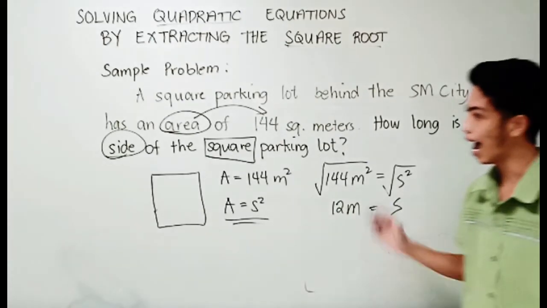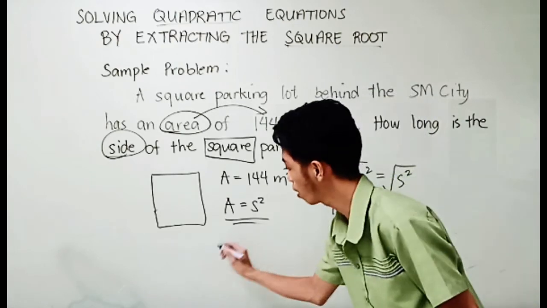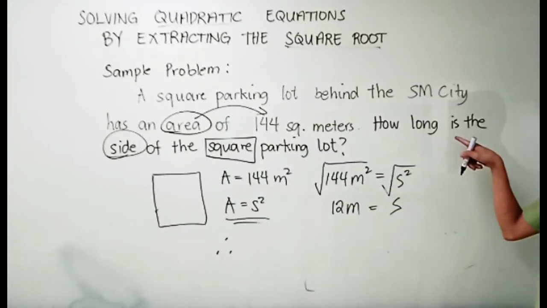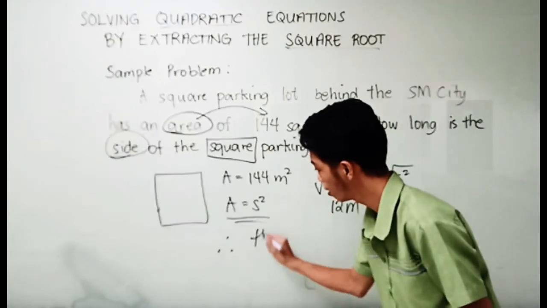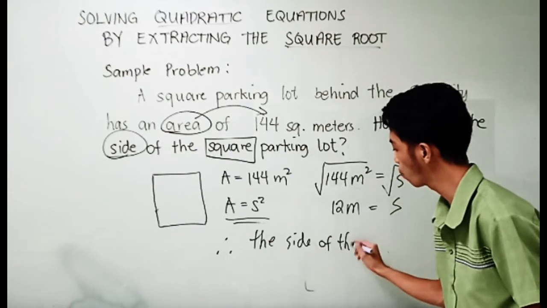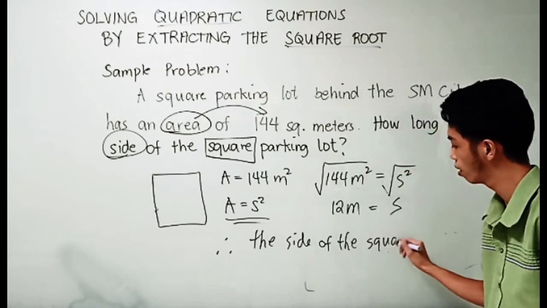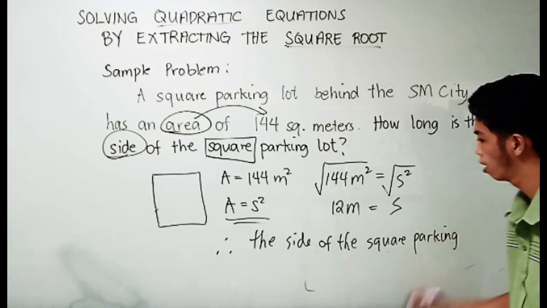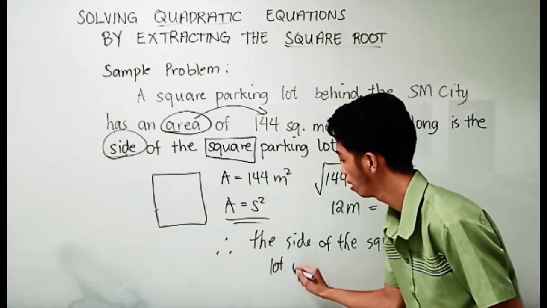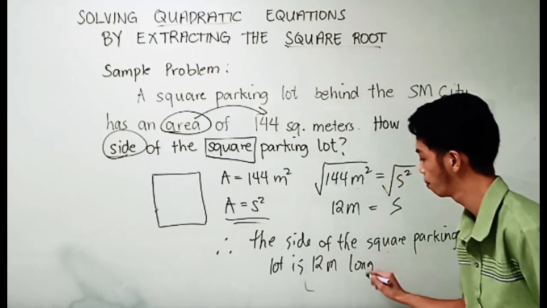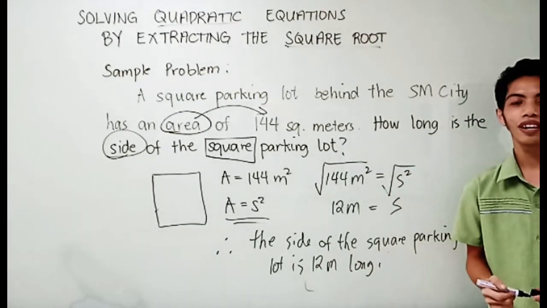And therefore, I can say that, sa conclusion natin, I can say that, therefore, the side of the square parking lot is 12 meters long. Okay, so that's it.